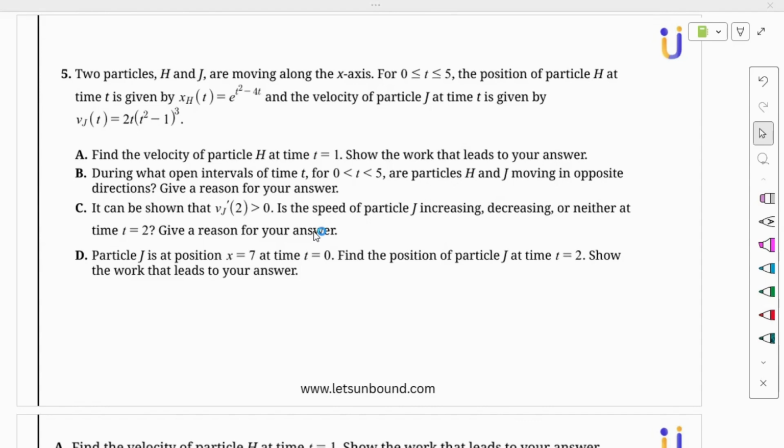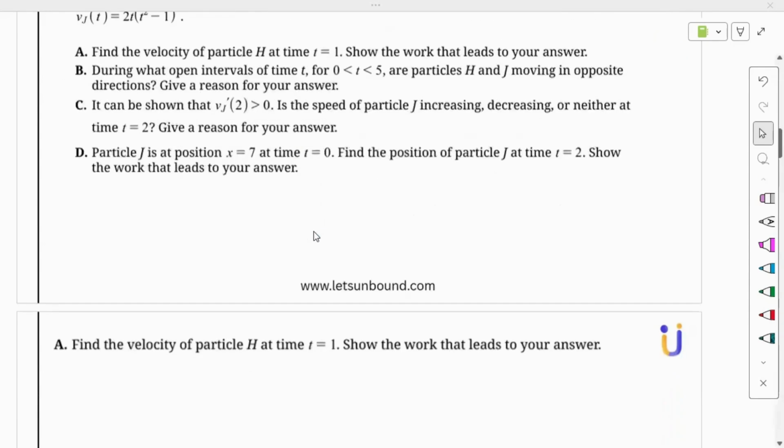Part D: particle J is at position x equals 7 at time 0. Find the position of the particle J at time 2. When t is 0, it is at 7. When t is 2, where will it be? And we need to show the calculation here. Okay, here I'm going to break it down for you.